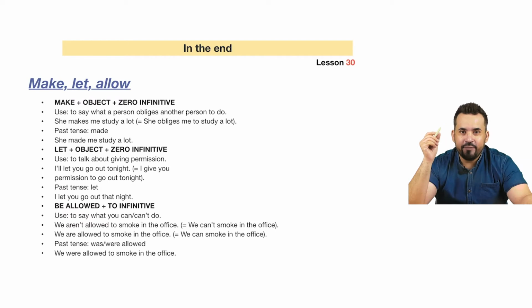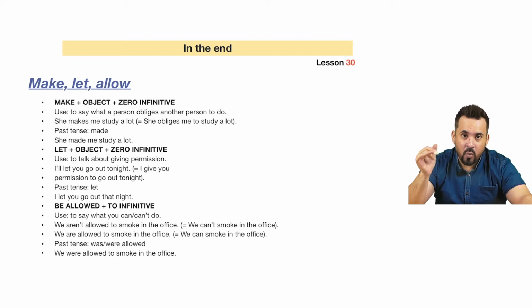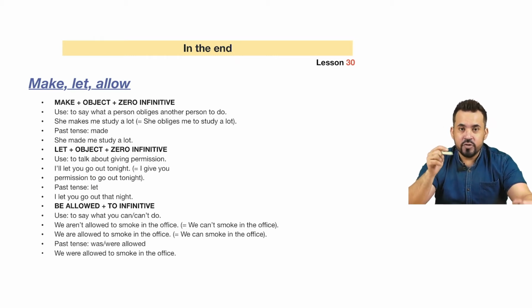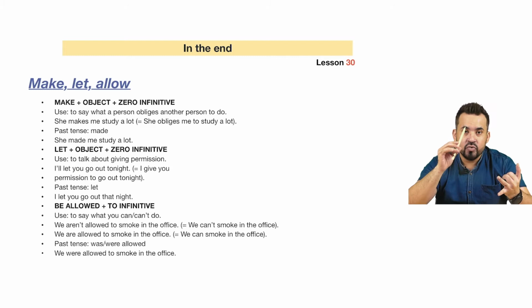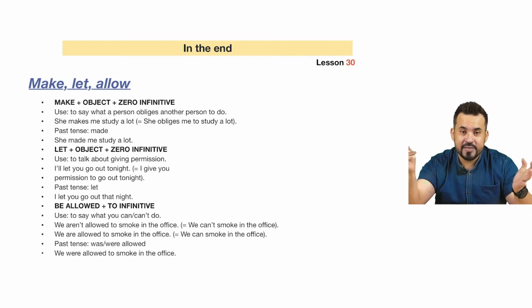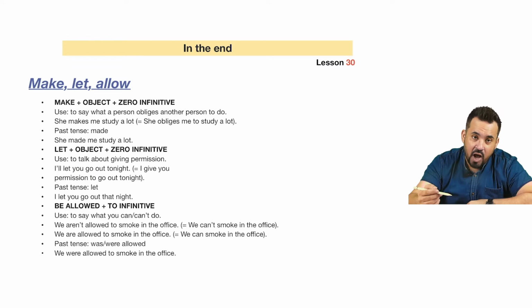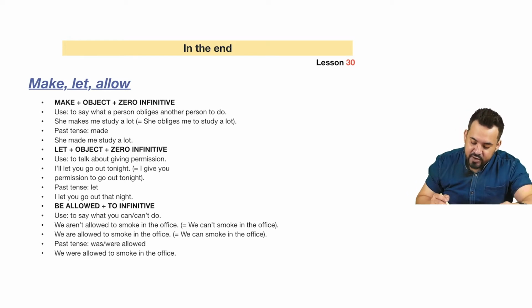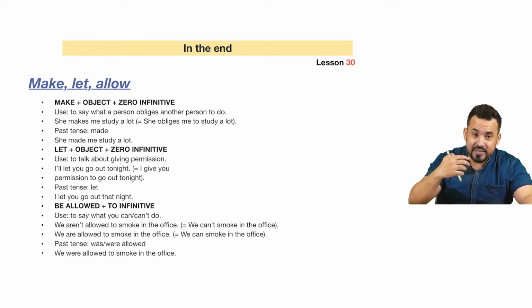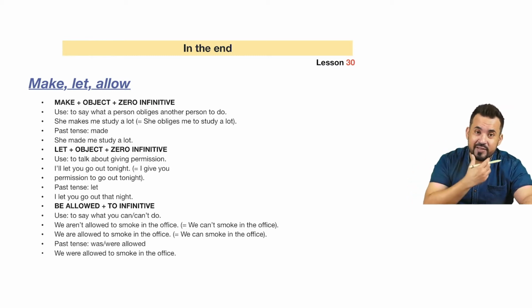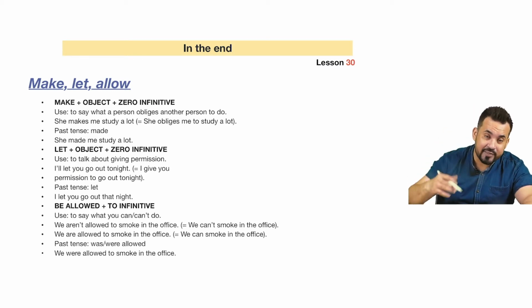Welcome to lesson 30. Today we will be talking about let, make, and allow. We will be using those to give permissions or to talk about obligations. So let's take a look. Make plus the object and the bare infinitive, or the zero infinitive, which is the very base form of the verb. We use this to say what a person obliges another person to do. It means you tell the other person that this is his duty, that he's got to do this, right?